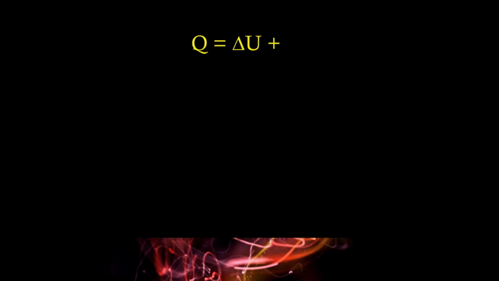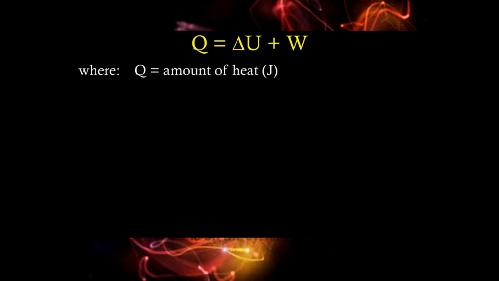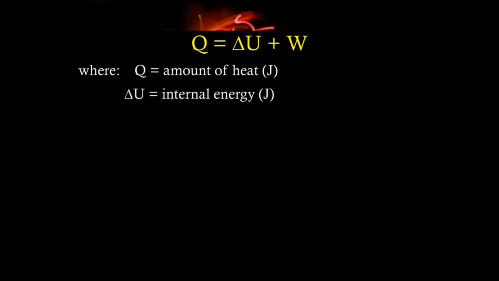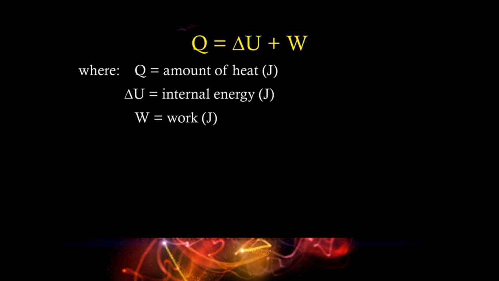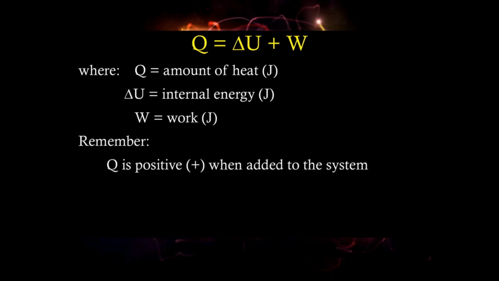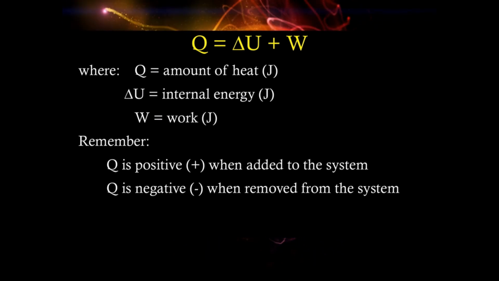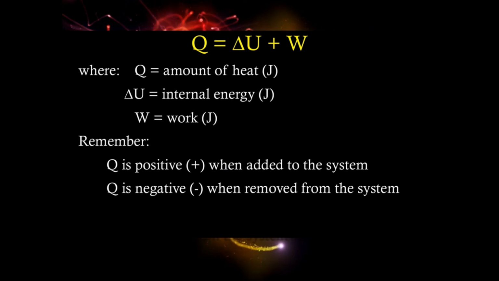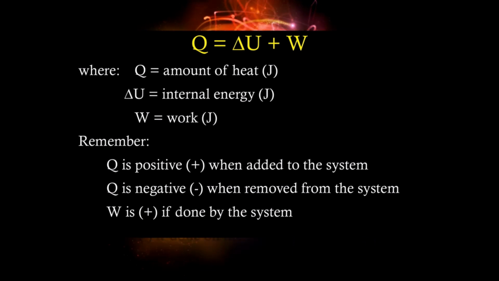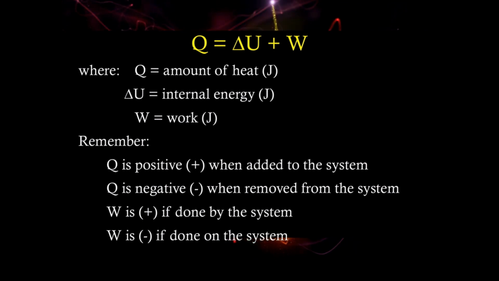Q equals delta U plus W, where Q equals the amount of heat in joules, delta U equals internal energy in joules, and W equals work in joules. Remember, Q or heat is positive when added to the system. Q is negative when removed from the system. Work is positive if it's done by the system. Finally, work is negative if done on the system.